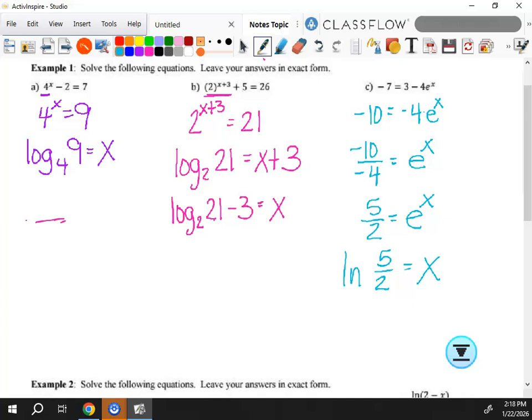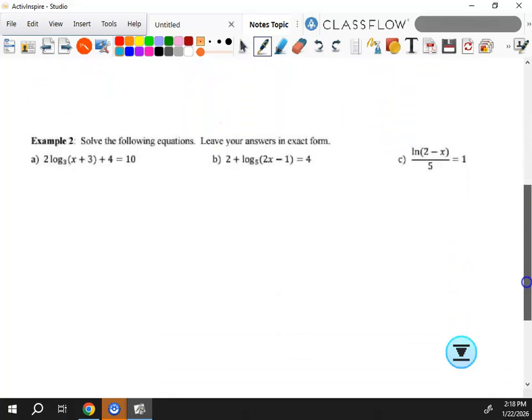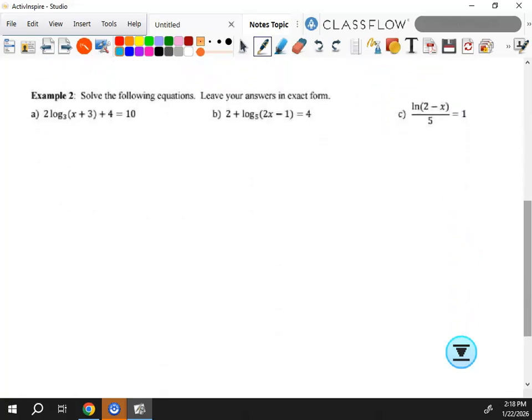All right. Let's look at some logs. I've got this log right here. I need to isolate it. So the first thing I'm going to do is subtract 4. So that gives me 2 times log base 3 of x plus 3 equals 6.